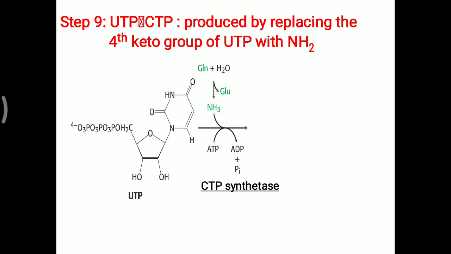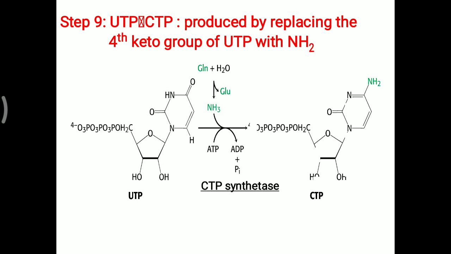Here two things are needed, and one is the amino group. The amino group mostly comes from glutamine. So this glutamine is converted into glutamic acid and the amino group is donated. It is a synthetase enzyme, so ATP is utilized but the phosphate is not utilized; only the energy derived from this reaction is utilized. So CTP synthetase will convert UTP into the CTP molecule. In the structure of CTP, you can see the green colored amino group is present. That conversion of UTP to CTP is the second pyrimidine synthesis.